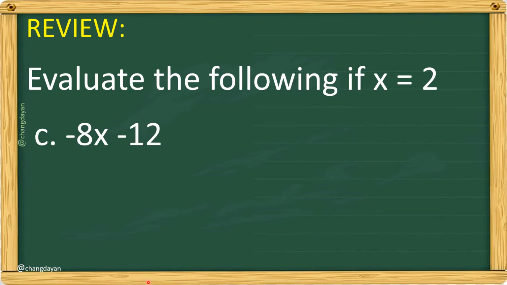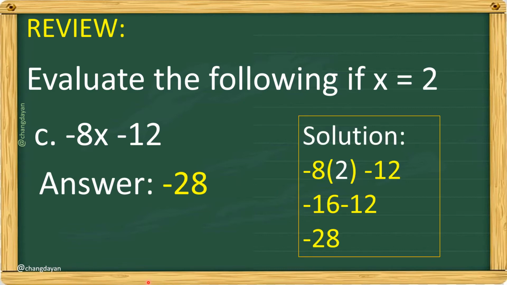Next, for letter C, we have negative 8x minus 12. The answer is negative 28. And here is the solution. Again, substitute 2 to your x. Negative 8 times 2 minus 12. And we'll get negative 8 times 2 is 16. Minus 12, same sign, copy the sign, and then add 16 and 12, and you'll get negative 28.